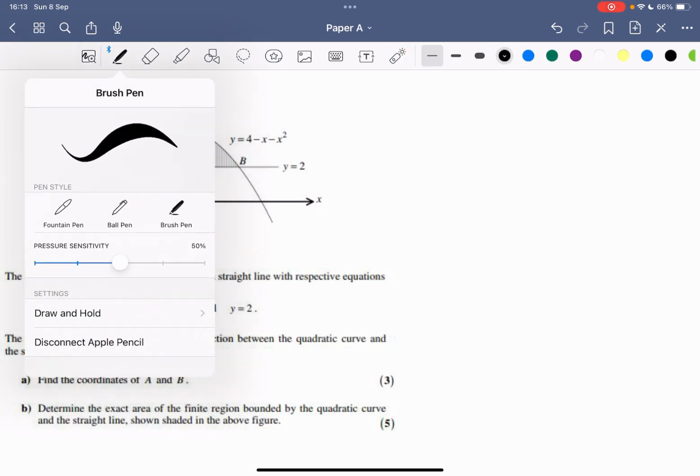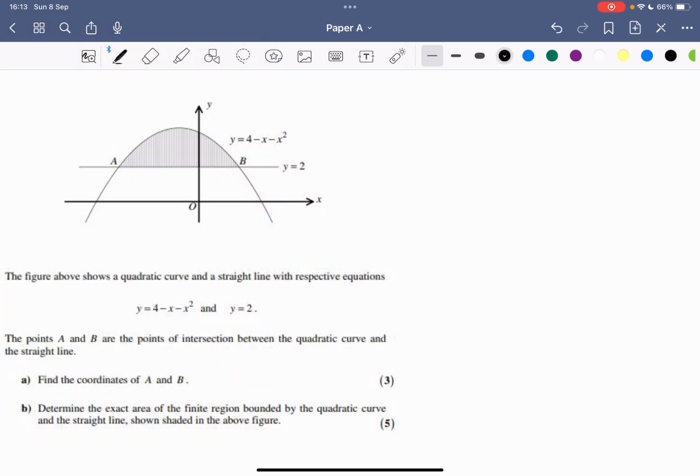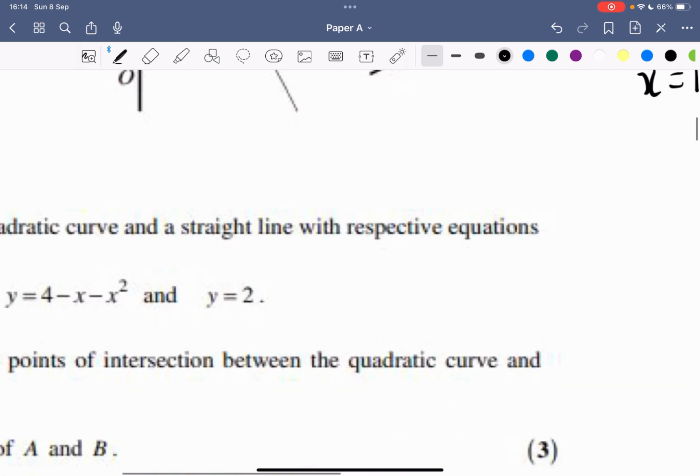So to solve A and B, I need to do 4 minus x squared equals 2. Okay? And next I need to solve for x. So I'm going to bring the 2 to the other side, and I get minus x squared plus 2 equals 0. And now I've got a quadratic, so I can just type that into my quadratic solver, and I get... Now I know the y-coordinate of both of these points is 2.